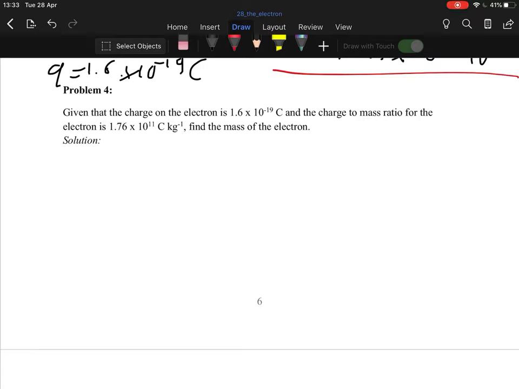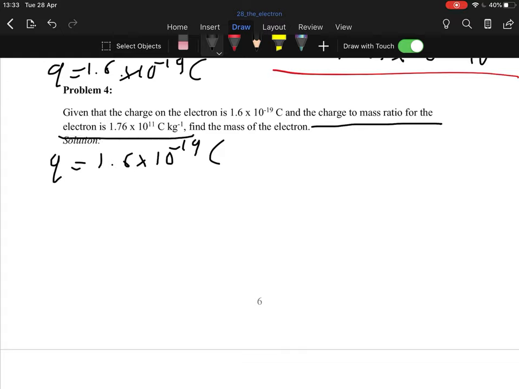Given that the charge on an electron is 1.6 by 10 to the minus 19 and the charge to mass ratio for the electron is 1.76 by 10 to the 11 coulombs per kg, find the mass. Okay, so we have the charge of an electron, Q, is 1.6 by 10 to the minus 19 coulombs. So they say charge to mass ratio for the electron is this. Okay, so what does that actually mean? So you basically have to form an equation from this.